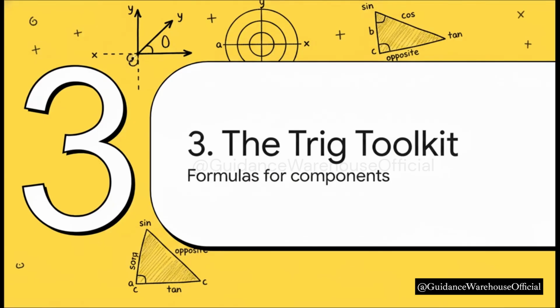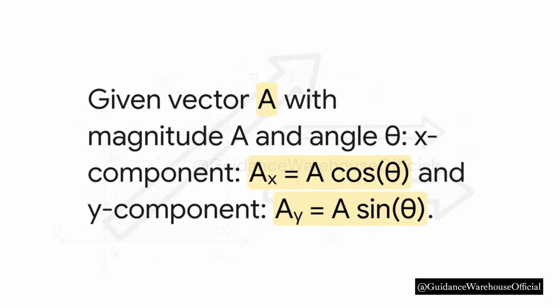All right, so this is all great in theory, but how do we actually find the numbers for these components? Well, it's time to open up our trigonometry toolkit. And don't worry, you'll see it's really just a couple of simple formulas you probably already know. So let's say you know the vector's length, its magnitude A, and its angle theta. Finding the components is just some basic trig.